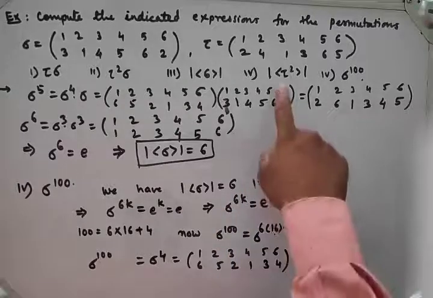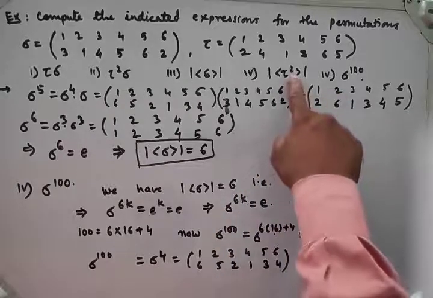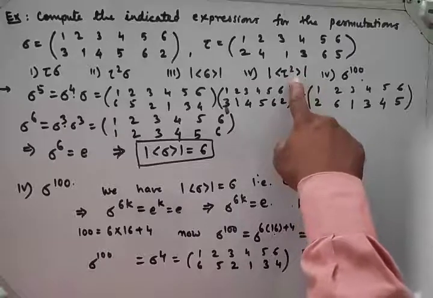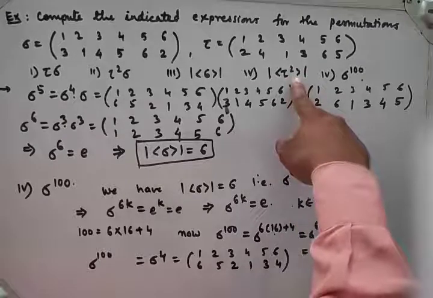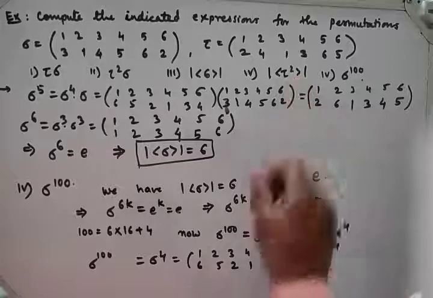You can solve this, the order of sigma tau square. First find tau square and then find the order of tau square. So you can do it. Let's see another example.